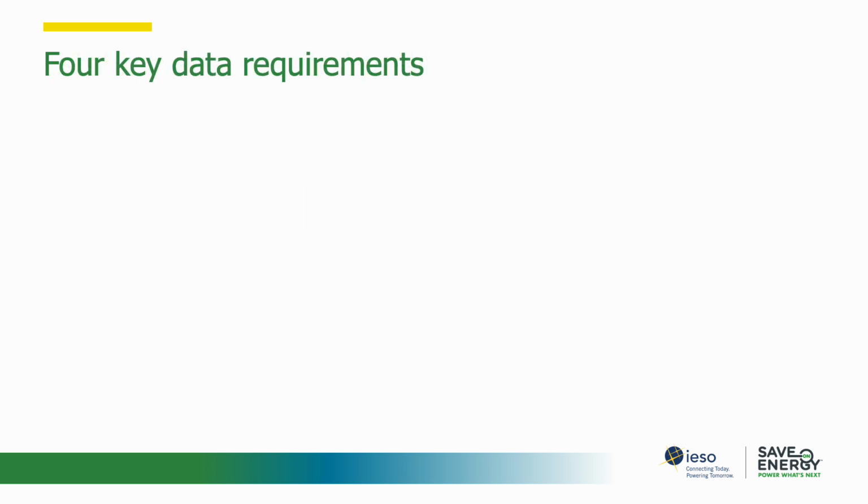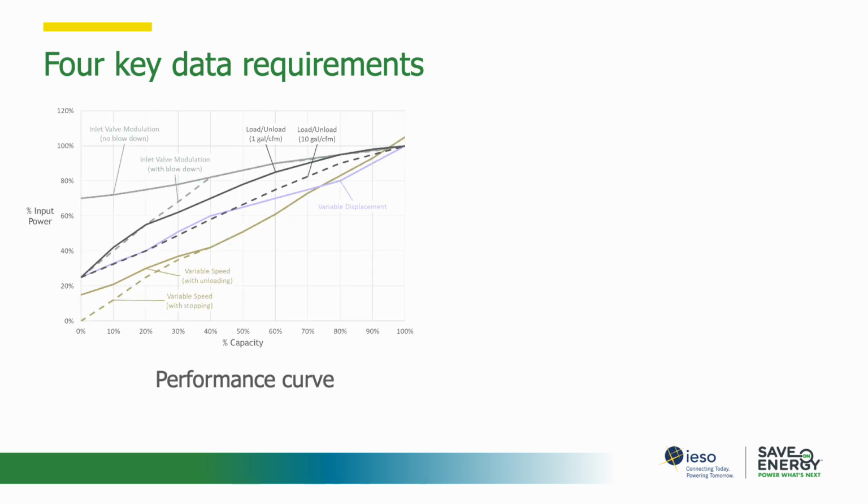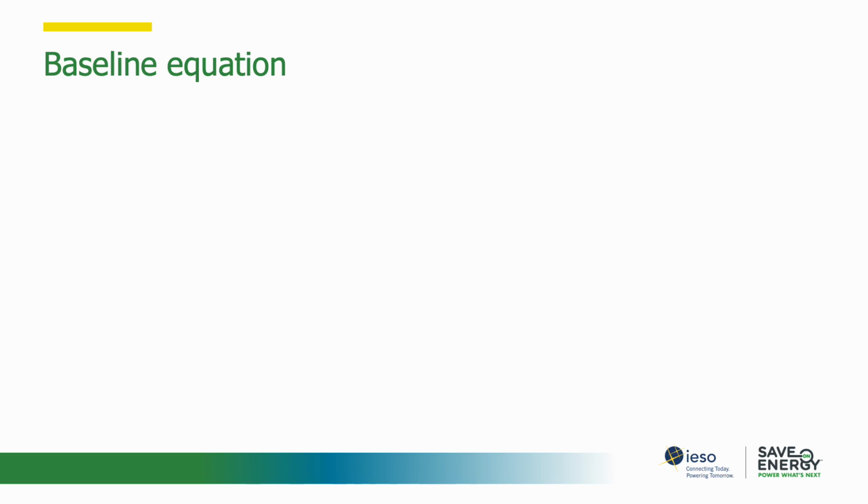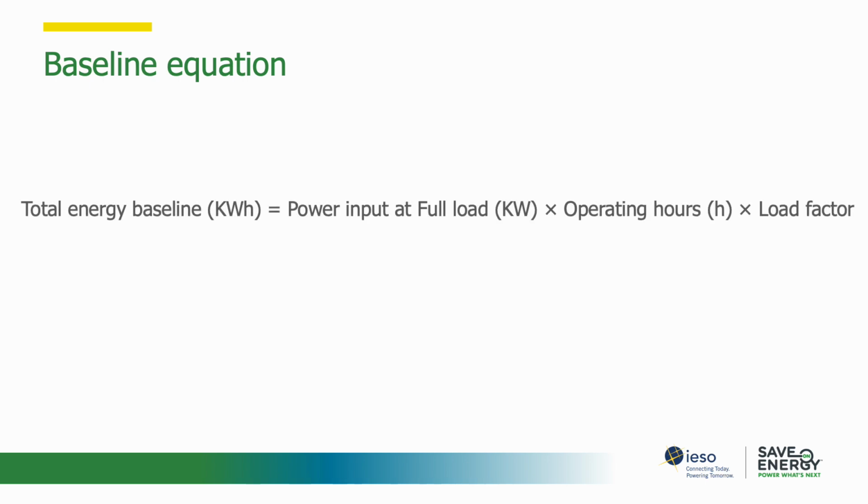To establish a complete energy baseline for your compressed air system, you'll need 4 things. First, you need to know how much power your compressor draws at different loads. And second, you need to know the compressor's operating profile, how much time the compressor spends at these different loads. Combining the two gives you the total energy consumption baseline of your air compressor.